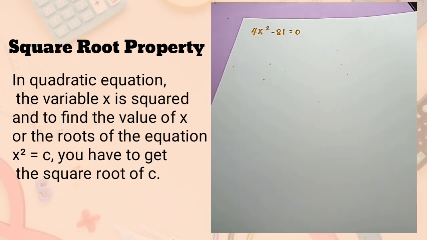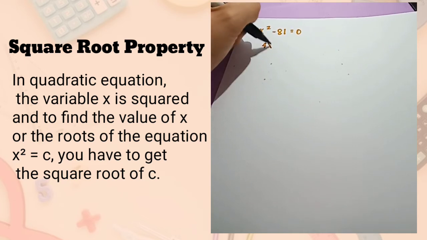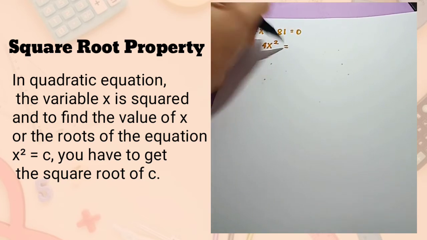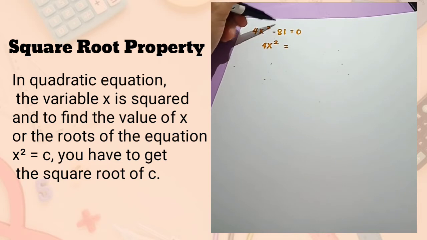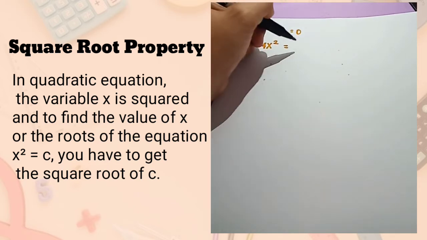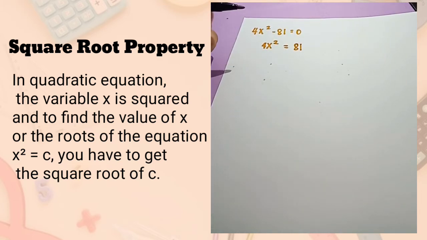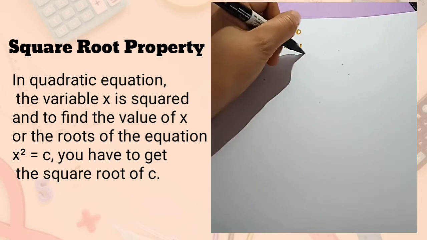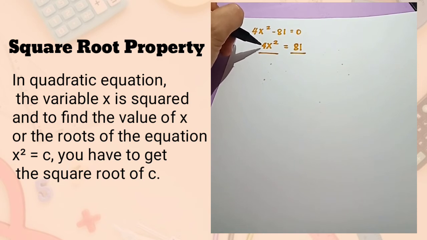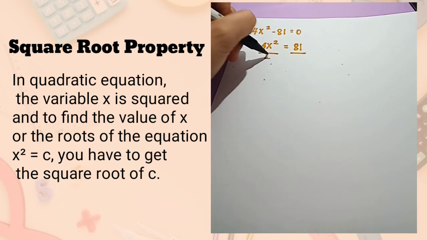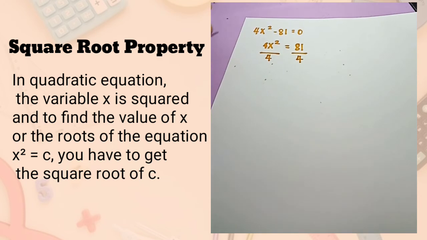Another example, solve for the roots of 4x squared minus 81 equals to 0. Okay, so we need to copy first the first term na 4x squared, then transpose natin yung negative 81 to the right hand side ng equal sign. So, ito ay magiging positive 81. Then, divide natin kung ano ba yung value na makikita natin sa A. So, divide by 4 yung both sides.